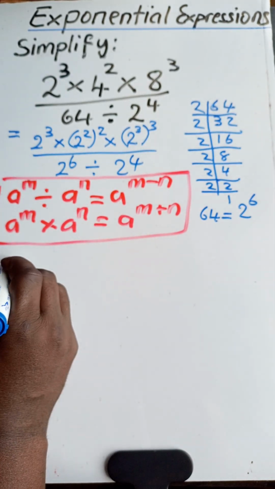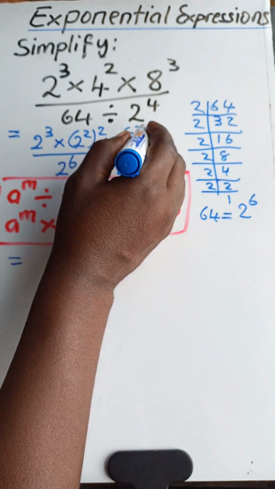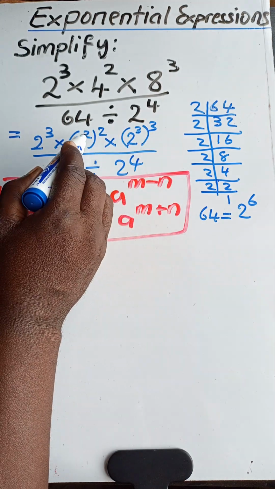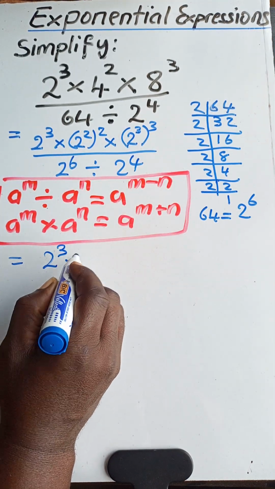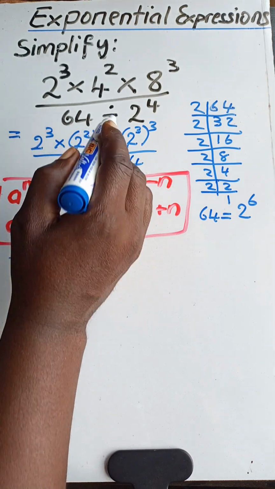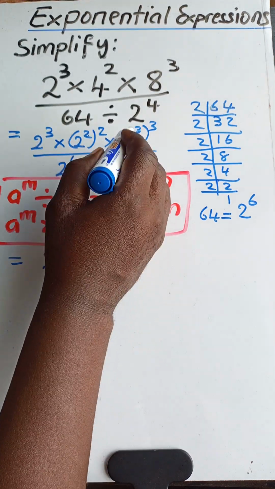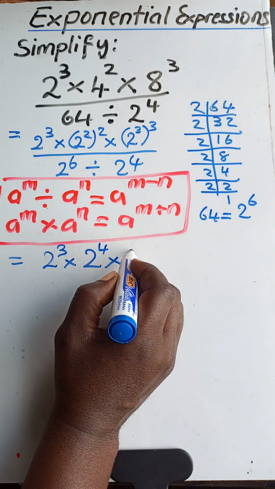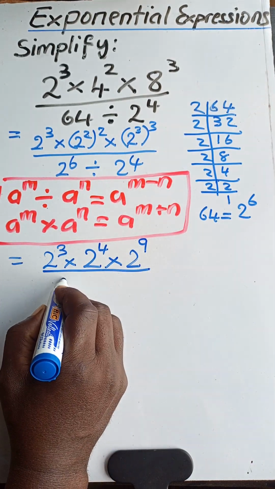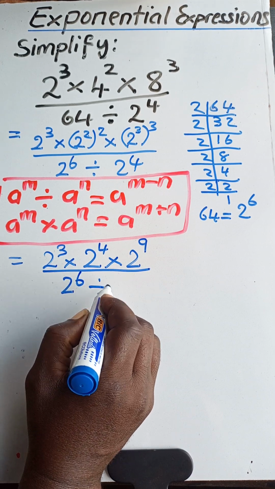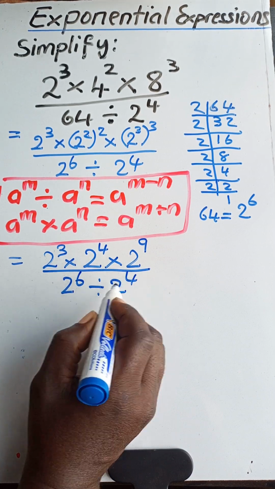Okay, so let's first of all handle this power of power laws. We all know power of power, we take the power, we multiply the powers. So this is 2 to the power 3 times 2 to the power 2 times 2, 4, times 2 to the power 3 times 3, 9, divided by 2 to the power 6, divided by 2 to the power 4.